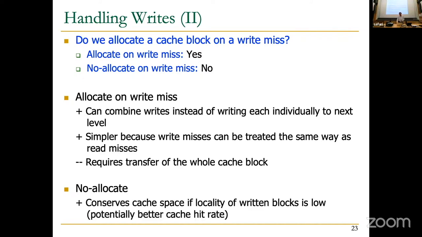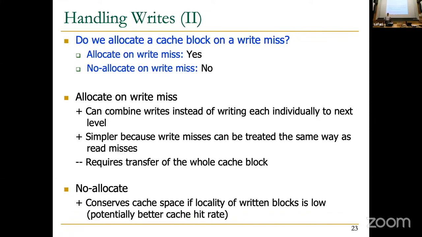Now, no allocate essentially is the opposite. Basically, you can do the opposite of these things. But it also has one advantage, which is it conserves cache space if the locality of written blocks is low. So it can actually give you a potentially better cache hit rate. Of course, the downside is it's not able to combine writes. So it really depends on what kind of access pattern you're seeing to the cache.